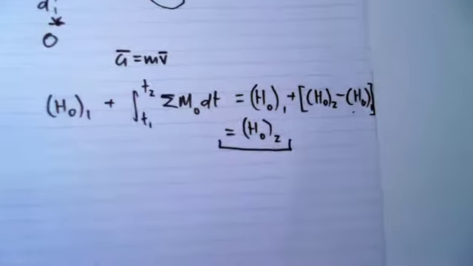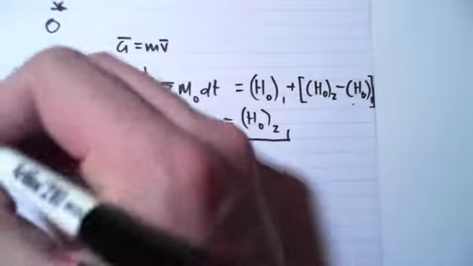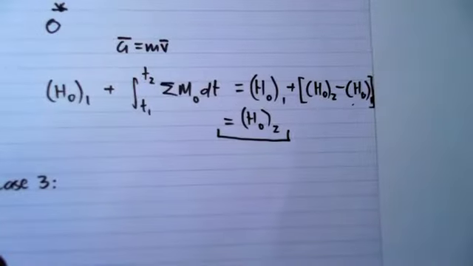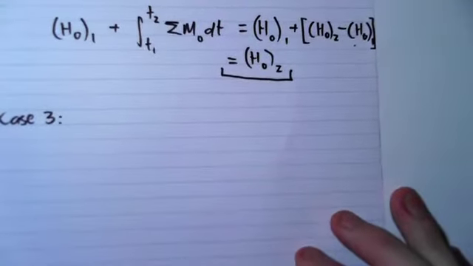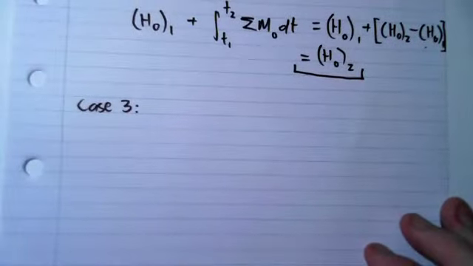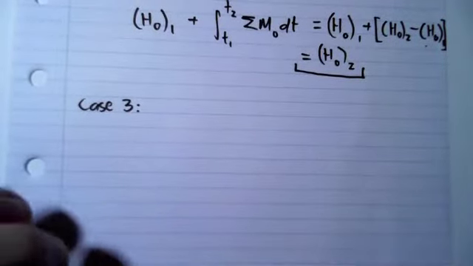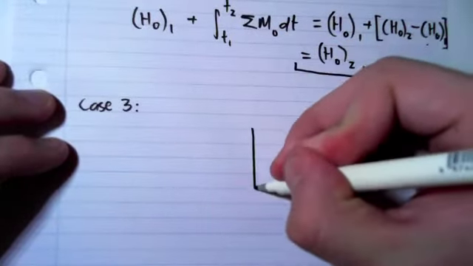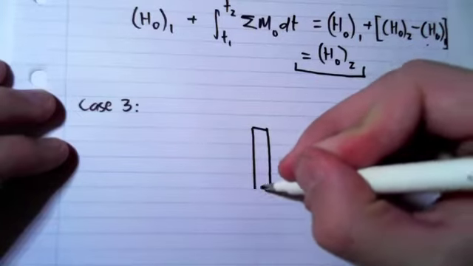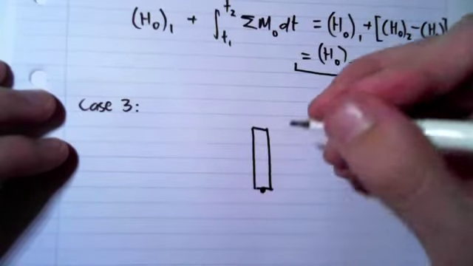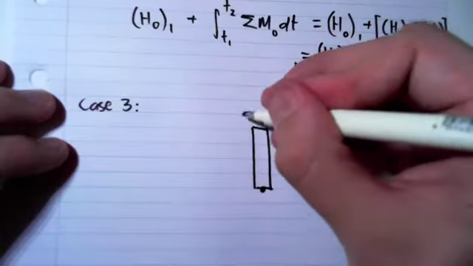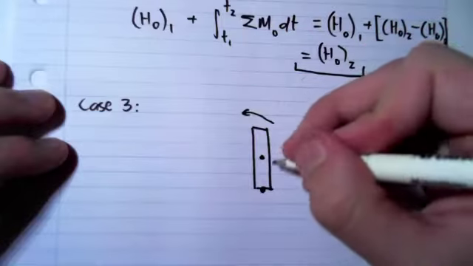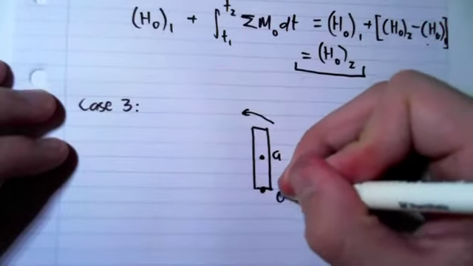Alright, we'll look at case 3 now. Case 3 deals with the angular momentum of a body, like so, fixed here, rotating counterclockwise, and the center of mass is here. So that's our G, that's our O.